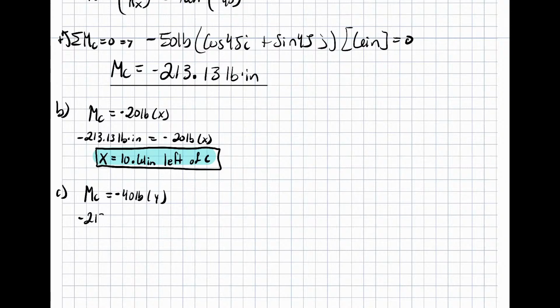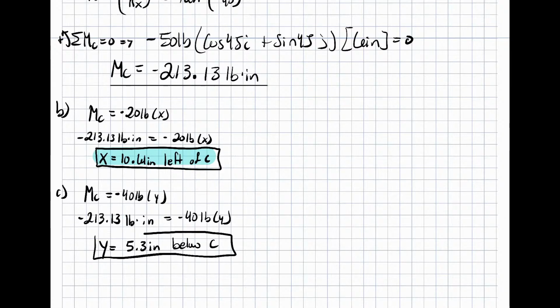So we get negative 213.13 pound inches is equal to negative 40 pounds times the y direction. Solving for this, we get y to be 5.3 inches below C. Do make sure that if you have a problem just like this, you say which direction it's going about your point of interest. We are pointing at point C, so it's to the left of C and down of C.